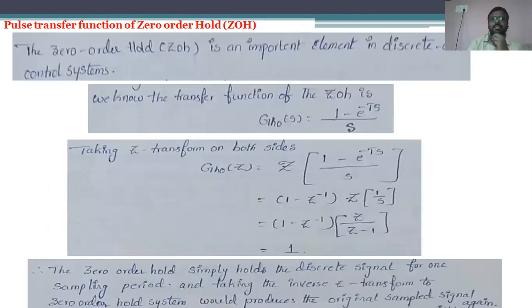Later, we discussed an important topic, that is the pulse transfer function of a zero order hold circuit. It is very, very important, and it is used for different calculations in problems. The pulse transfer function for the zero order hold circuit is G_h0(z) = (1 - z^-1) · z/(z - 1).